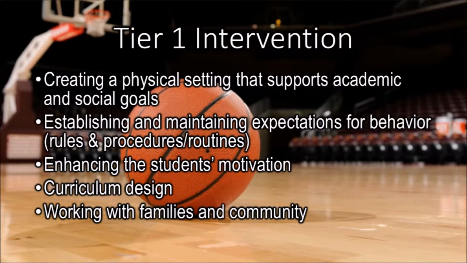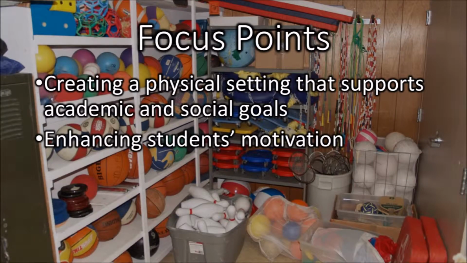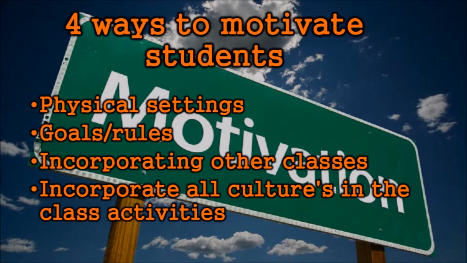Tier 1 intervention: creating a physical setting that supports academic and social goals, establishing and maintaining expectations for behavior, enhancing the student's motivation, curriculum design, and working with families and communities. Our focus points for this project are creating a physical setting that supports academic and social goals and enhancing students' motivation. The 4 ways to motivate students are physical settings such as using motivational posters, setting the room up to maximize movement and performance, and using social concepts.